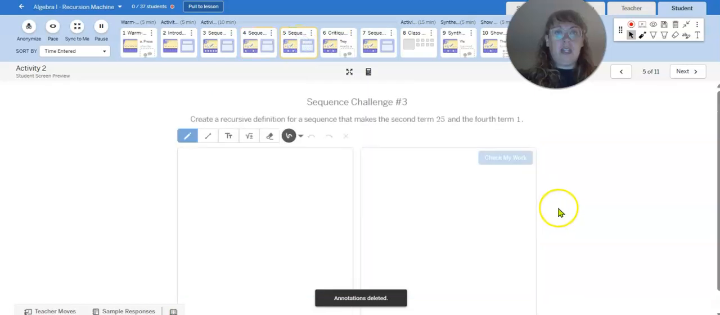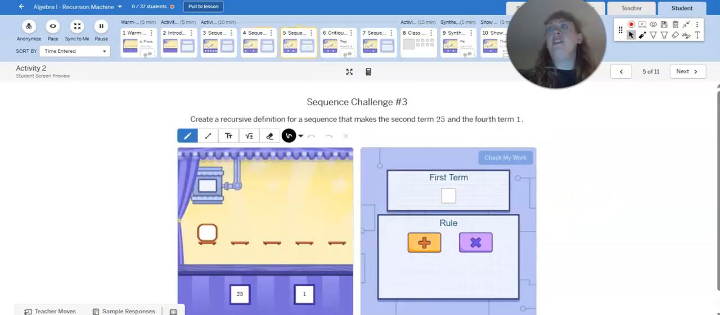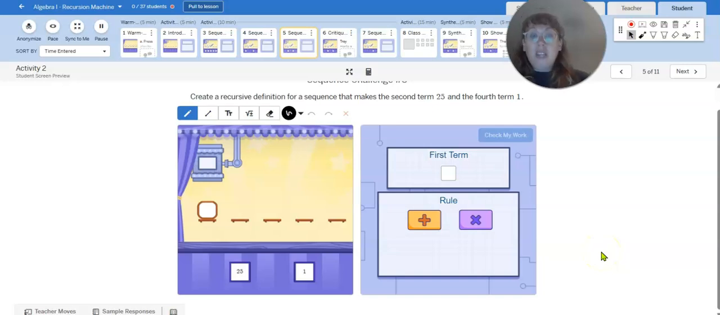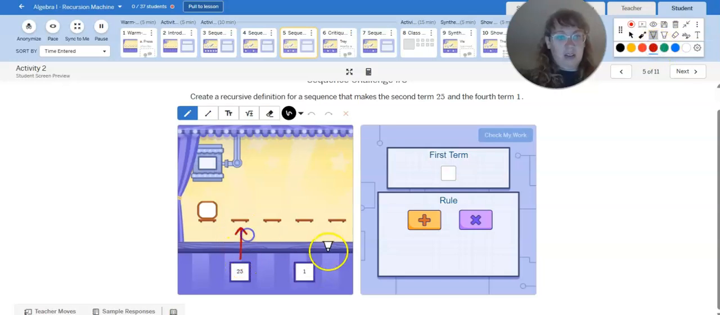Let us go to slide 5. So it says create a recursive definition for a sequence that makes the second term 25 and the fourth term 1. Okay, so if we're at 25 here and 1 here.